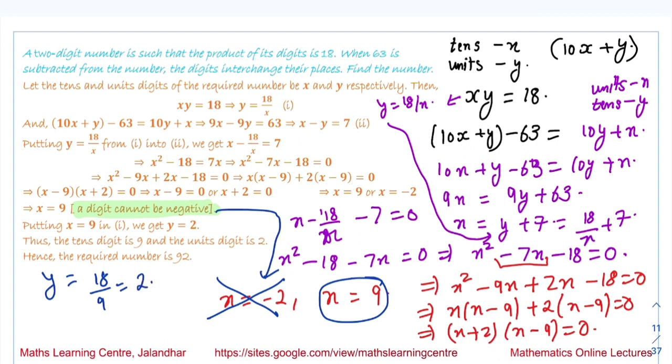So the required number we have is 92. This is the tens place, this is the unit place, the number we have is 92. Now next we have general problems on money matters.